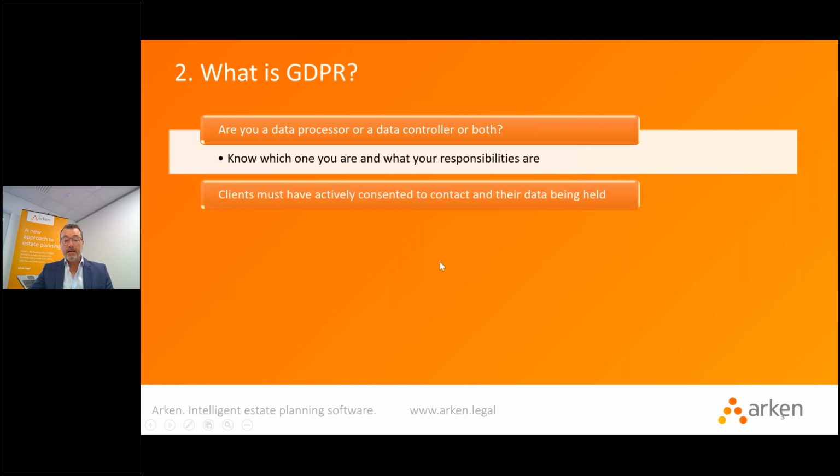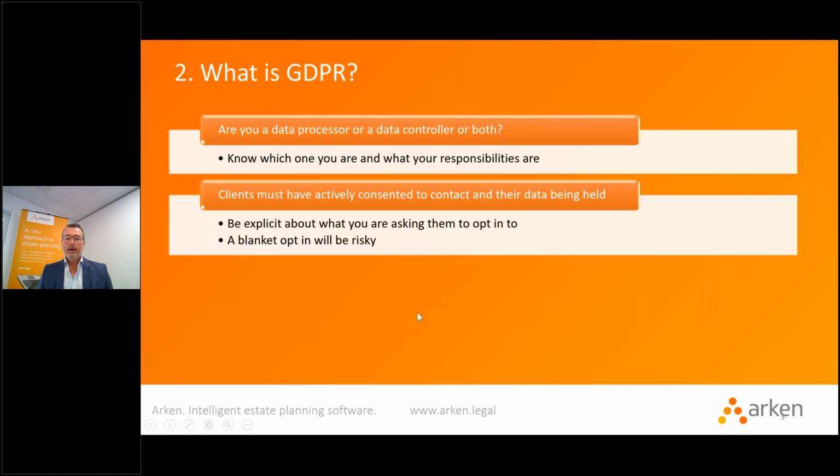One of the big things with GDPR is that clients, and we're talking about personal clients here, so it's less business to business at this stage, although it's mooted that it will become a business to business requirement as well. So it's more about the individuals. Individuals must have actively, explicitly consented to contact and their data being held. And that's a biggie, right? So our suggestion to you is to be really explicit about what you're asking them to opt into.